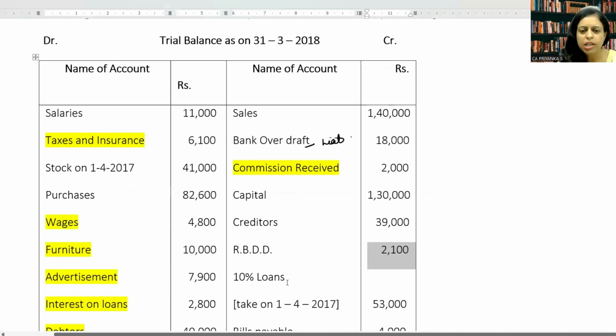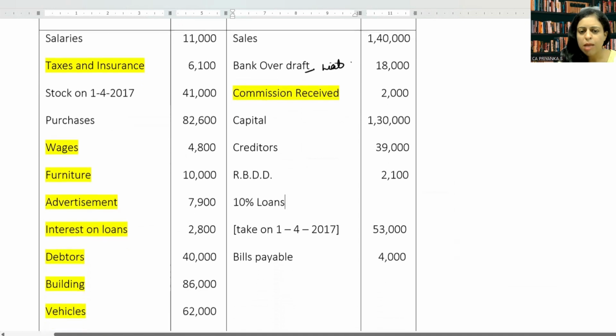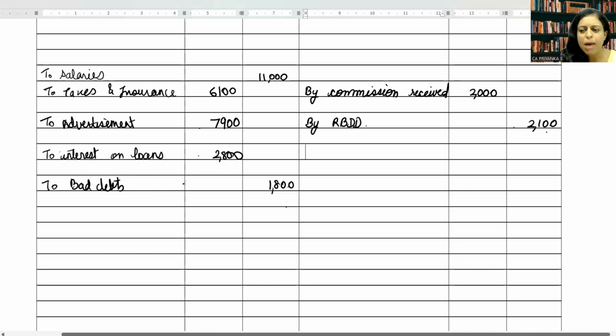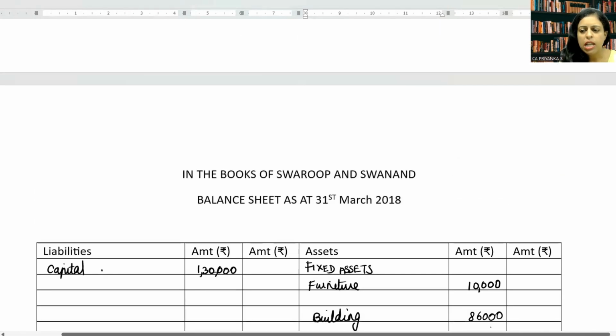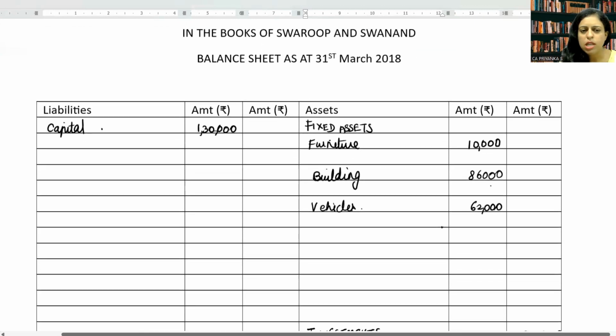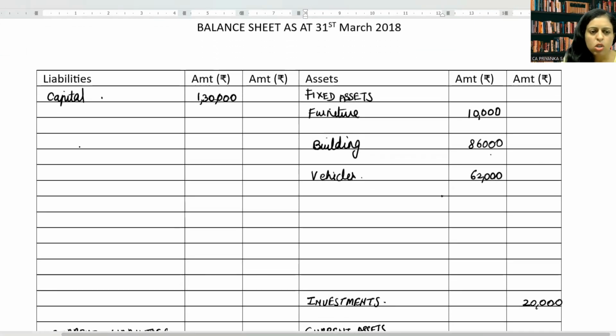Next, I'm going to take 10% loan. Loan is going to be a long-term liability since it is taken on 1st April and it is carried forward to the next year. I'm assuming it's a long-term loan. So 53,000 I'm going to write in the balance sheet because it's a liability. The loan is secured loans and long-term loans. I'm going to write here, leaving some space for any adjustments to capital, secured loans.